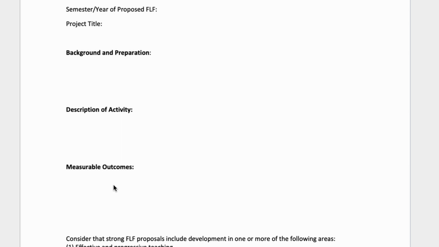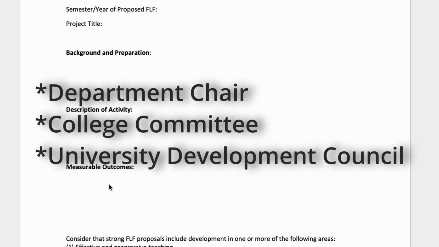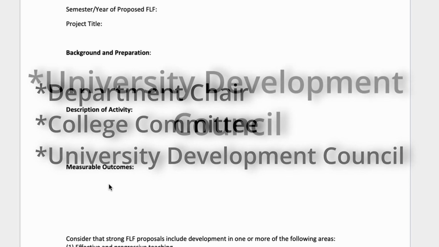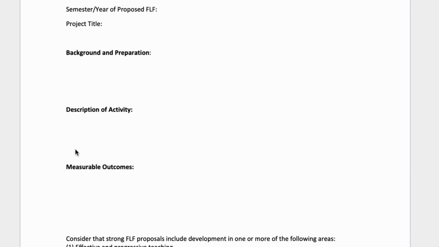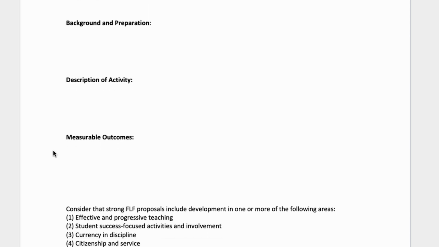Remember, as you're putting together your FLF application, typically it will go through your department chair, and then there's a college committee that will review all the applications. And your college typically has more of a background in your area of expertise. From there, it goes to the University Development Council, and that's made up of associate deans from colleges around the university. And we may not have a background in your area of expertise. So write your proposal with the thought that the people who are going to read it may not know much about your area of expertise, so you might need some explanation to help us out with that.